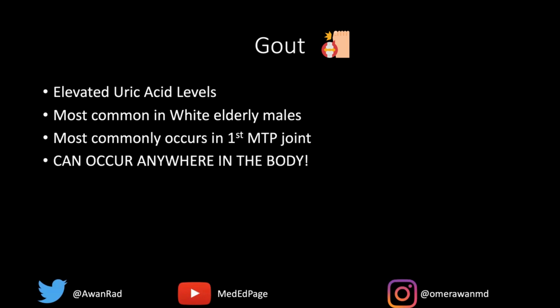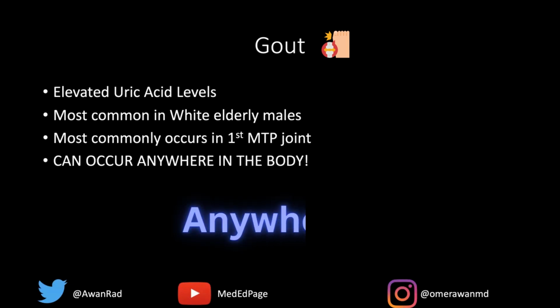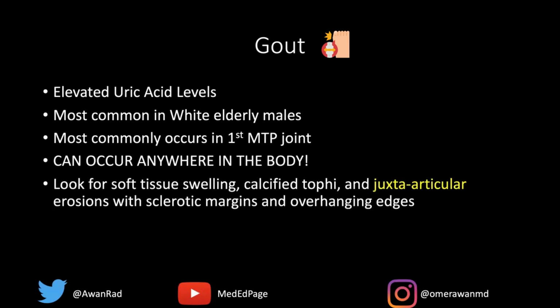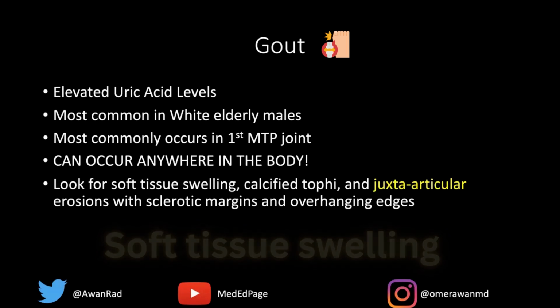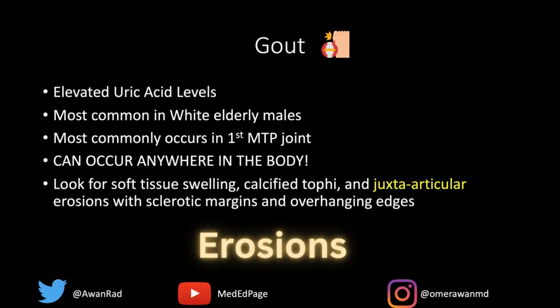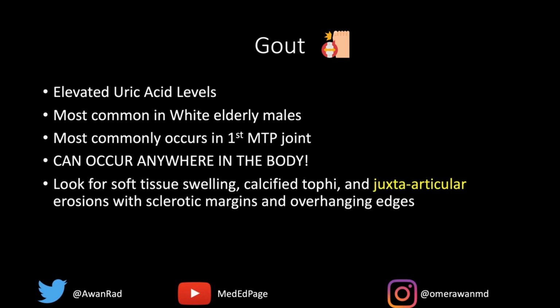But the interesting and peculiar thing about gout that I think many people don't understand is that it can actually occur anywhere in the body. It's one of the only chronic arthritides that can result in findings in nearly every joint of the body. But of course, the first MTP joint at the toe is the most common place to get gout. The findings that you see are soft tissue swelling. You get calcified tophi, like in the index case, juxtaarticular erosions, right? Erosions that are not quite in the joint, but right outside the joint.